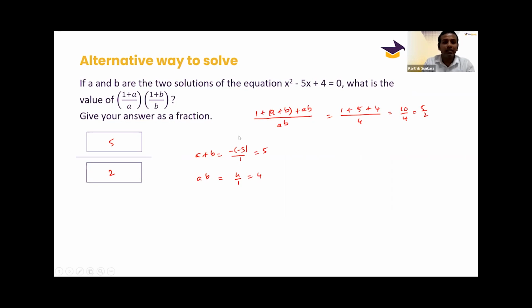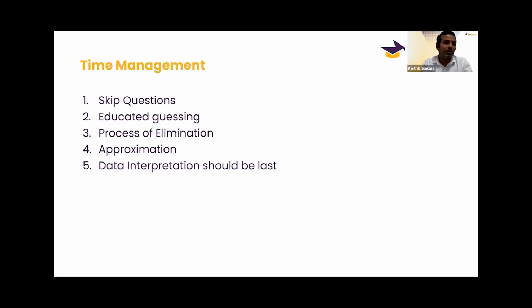Cool. So let's look at time management, right? There are 5 tips for time management. First, you need to know which questions to skip and which to solve. Easy and medium questions, you definitely have to solve. For harder level questions, you have to skip them. When I say skip, you need to flag the question, mark one of the options, and then move to the next question.